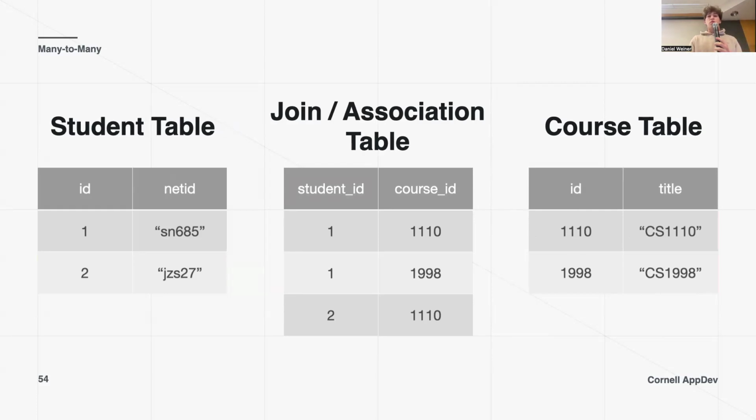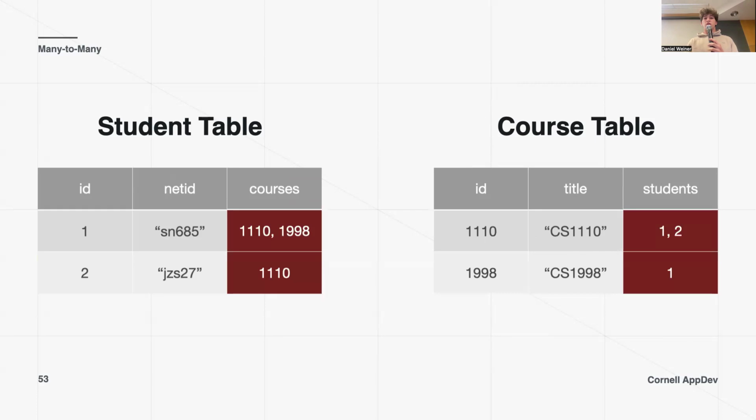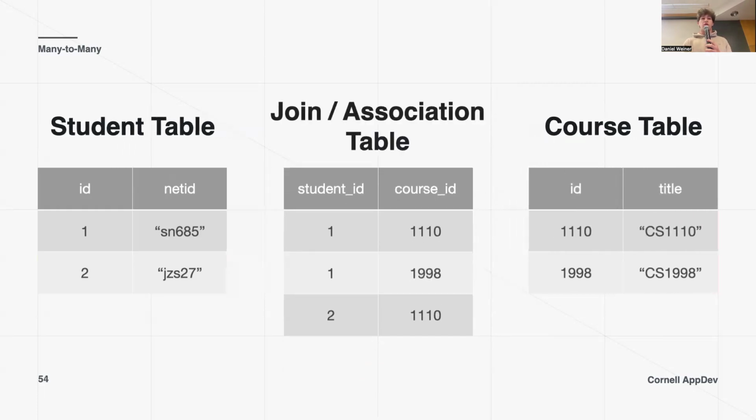And so here we can see we took away the courses and the students and we made it into a separate table right here. And here we have now just net ID and ID for students, ID and title for course. In our association table, we have a student ID and a course ID. And basically what this table highlights is that you have a student ID of 1, which would highlight to SN685, and then they take their respective course 1110. Then you have another student ID 1 who's enrolled in 1998, and you have another student ID 2 who's enrolled in 1110. So this table is basically doing the same thing that we did earlier, but in a way more organized and easy to access format.